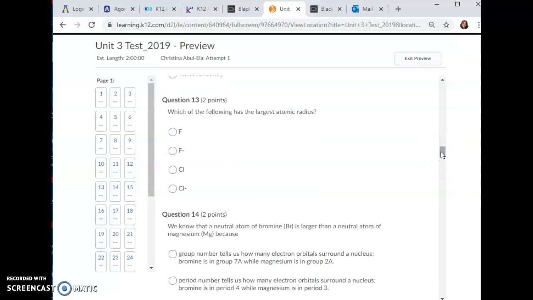Question 13. Which of the following has the largest atomic radius? A fluorine atom, a fluorine ion, a chlorine atom, or a chlorine ion?